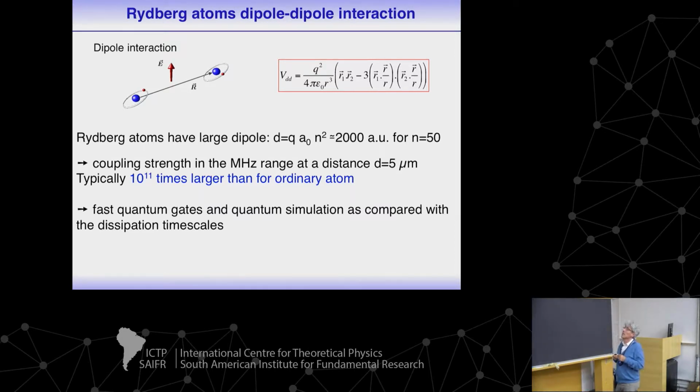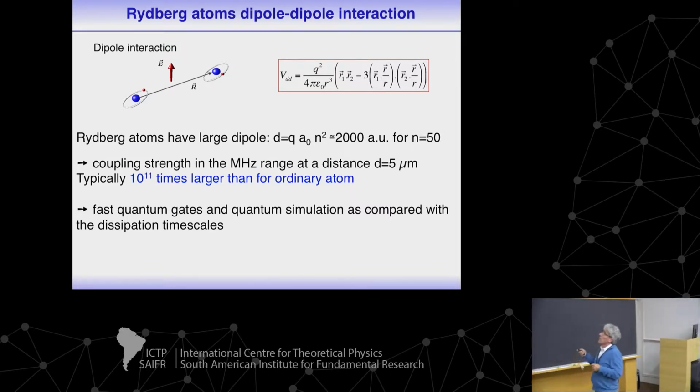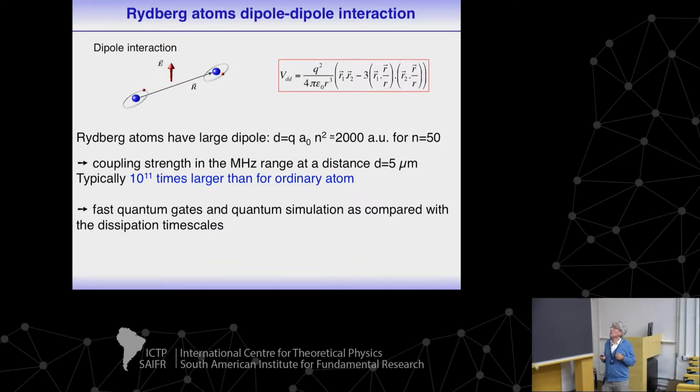The r is the distance separating the center of mass of the two atoms, and small r1 and r2 represent the position of the electron within the atom. So with the Rydberg atom, the dipole is large, as already mentioned, and then the coupling strength depends on the distance between atoms. The distance between Rydberg atoms is not so small, 5 micrometers is much more than usually the wavelength of light used for trapping the atoms.